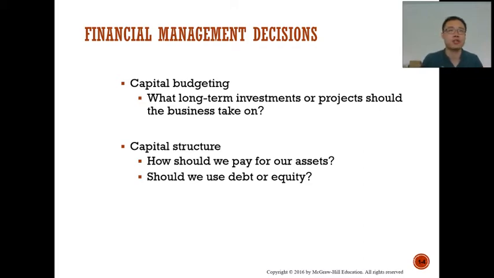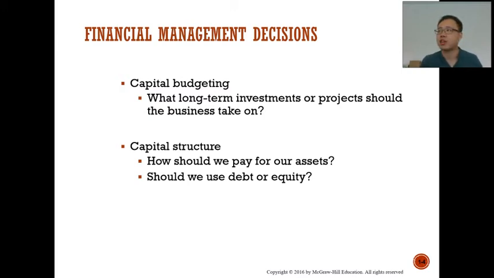Or should I just reserve the money, hoard the money as the cash to prevent for the future uncertainties? That is called the precautionary savings. Okay. So where should I spend the money? That is the investment or capital budgeting.